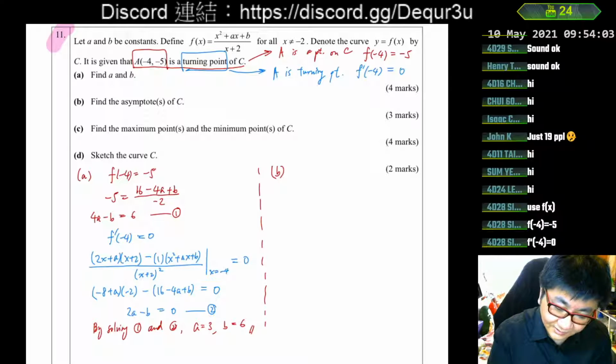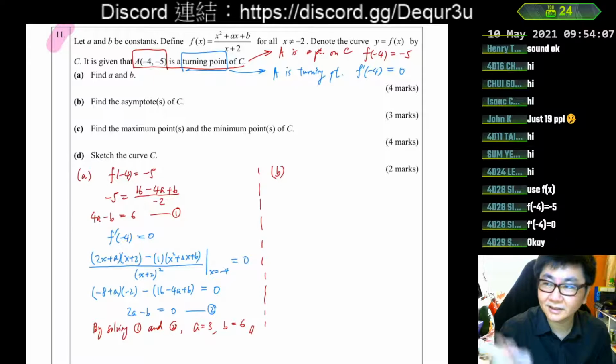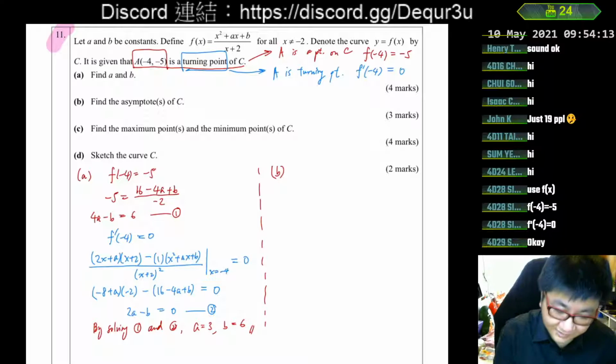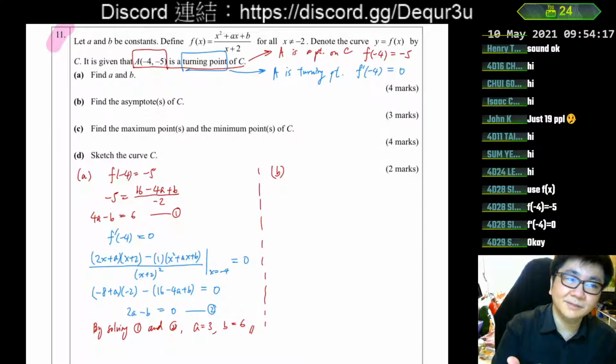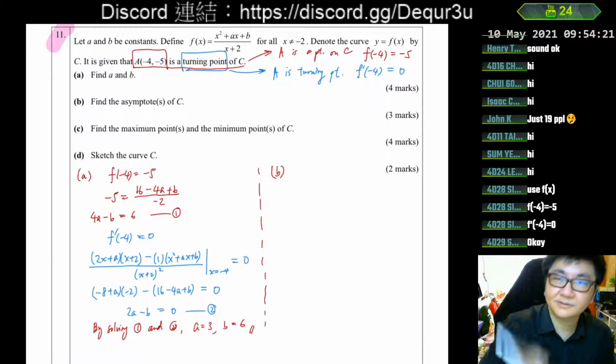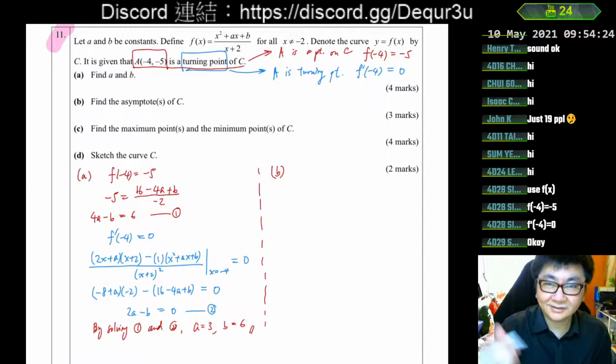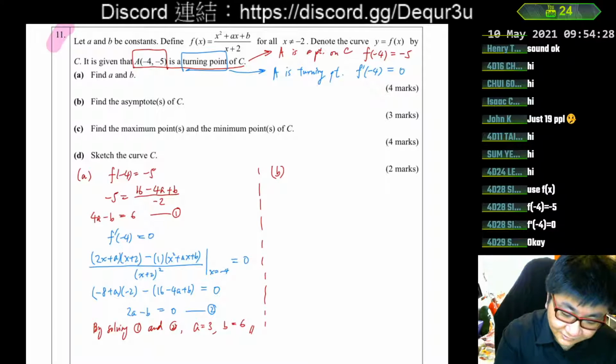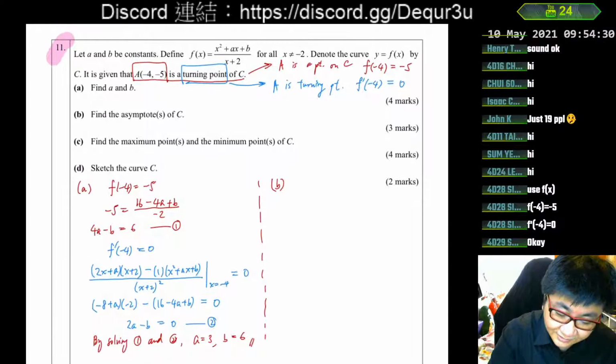Okay, so then part B, find the asymptote. To find the asymptote, usually there will be 2 steps. You can refer to your note card again for the 2 steps. First, check the denominator, see when the denominator will be 0, then it corresponds to vertical asymptote. And the other one, for non-vertical asymptote, we do long division. Okay, so the 2 steps. So check the vertical asymptote first.